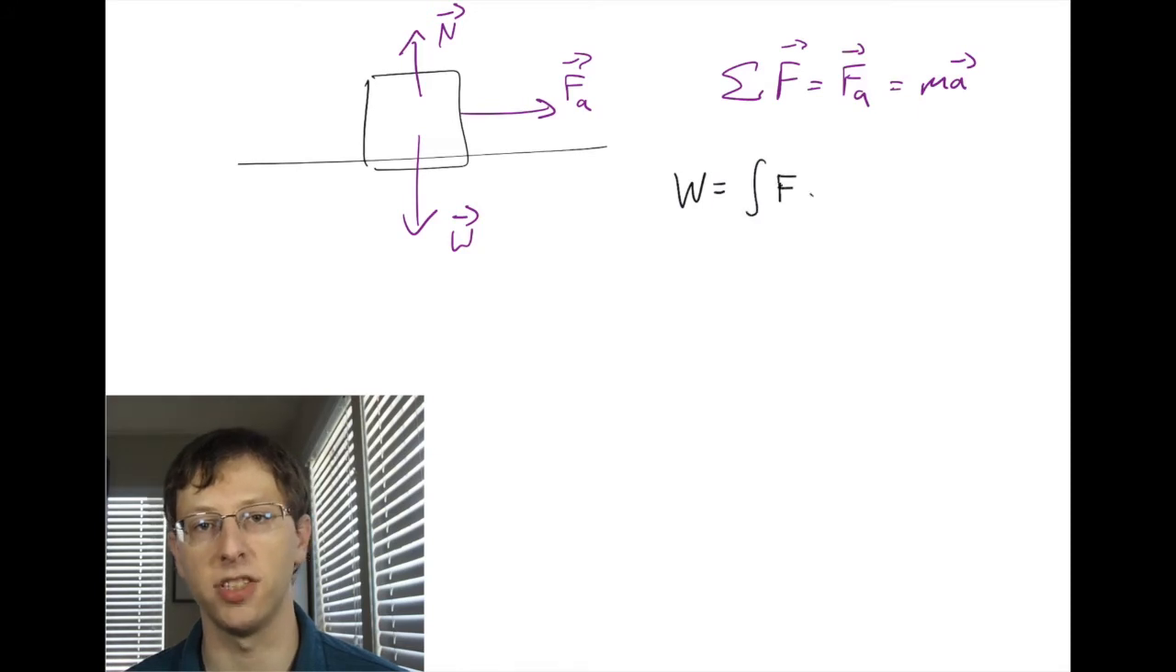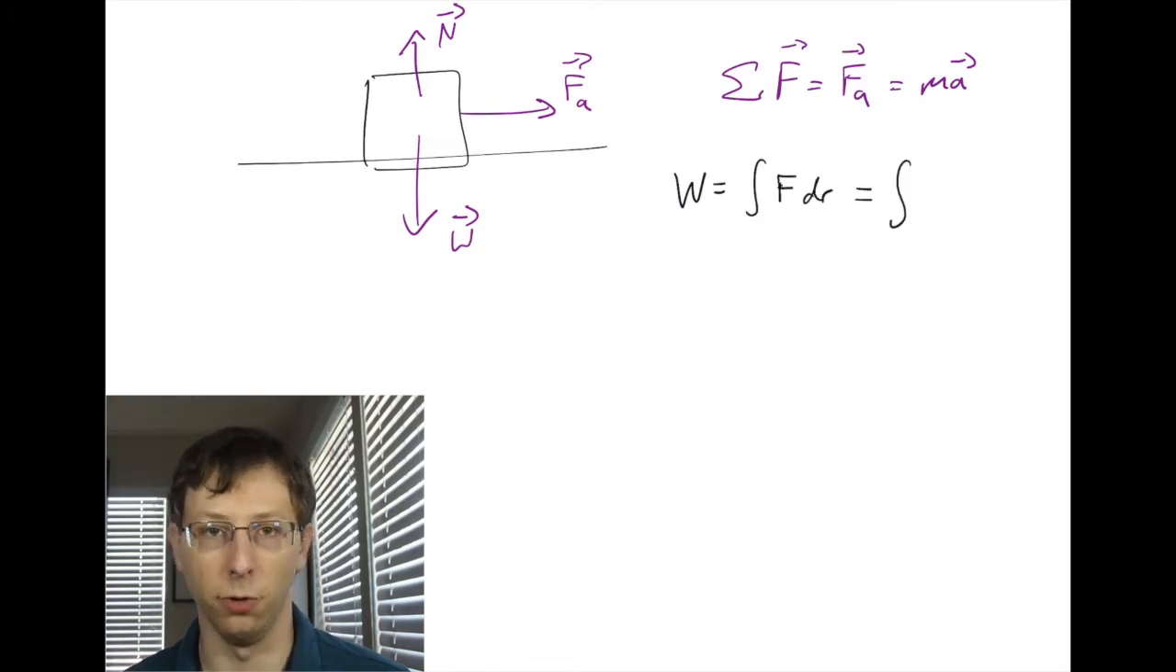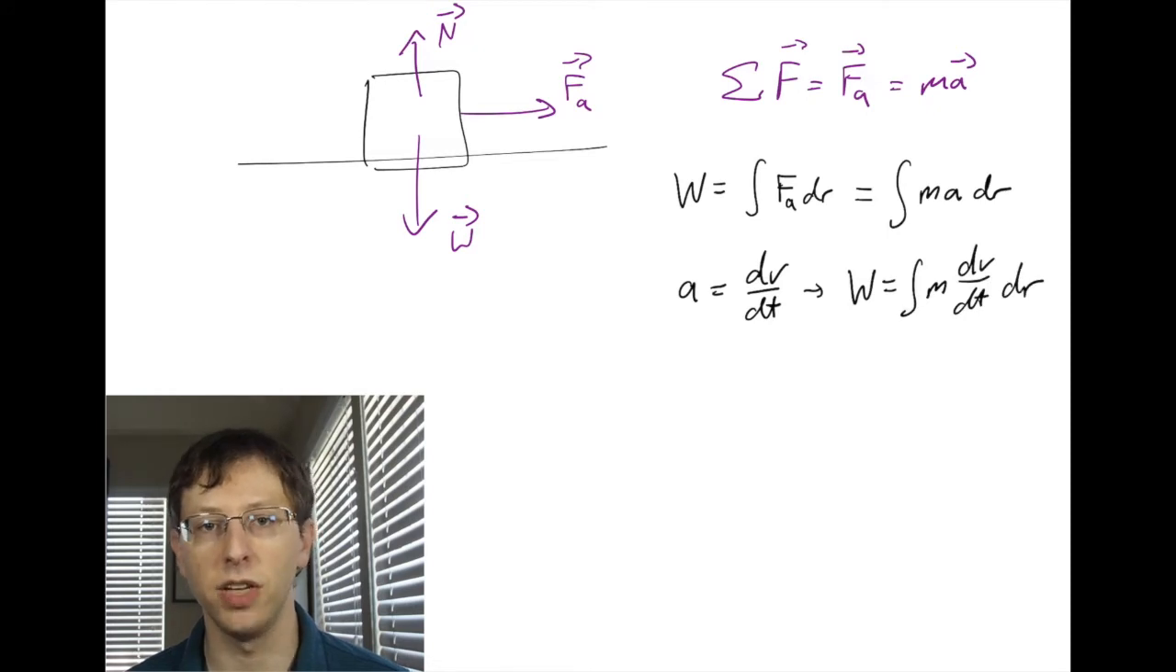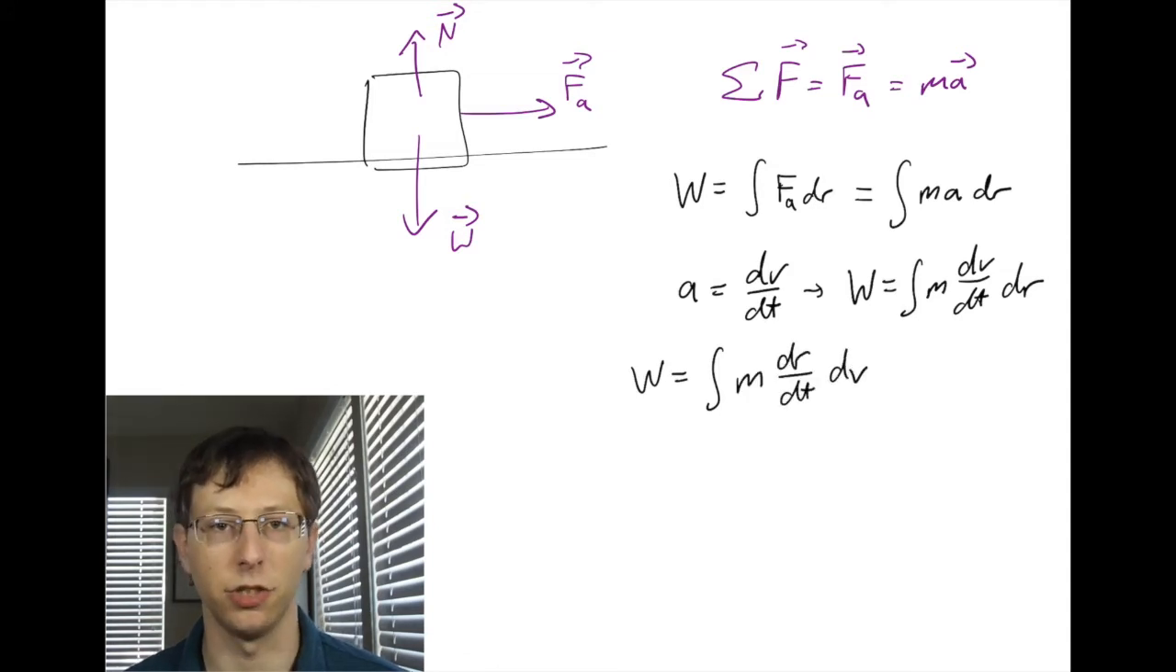the work is equal to the integral of the applied force dr, but the applied force is equal to m times a. So we have the integral of ma dr. Now, the acceleration, if you remember from kinematics, is also equal to dv/dt. So we can replace it with dv/dt. And we can rearrange things so that the time derivative goes under the position derivative. So the work is equal to the integral of m times dr/dt times dv.